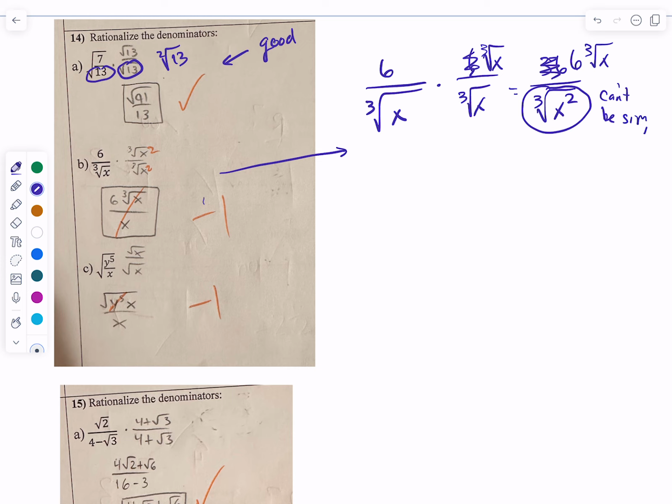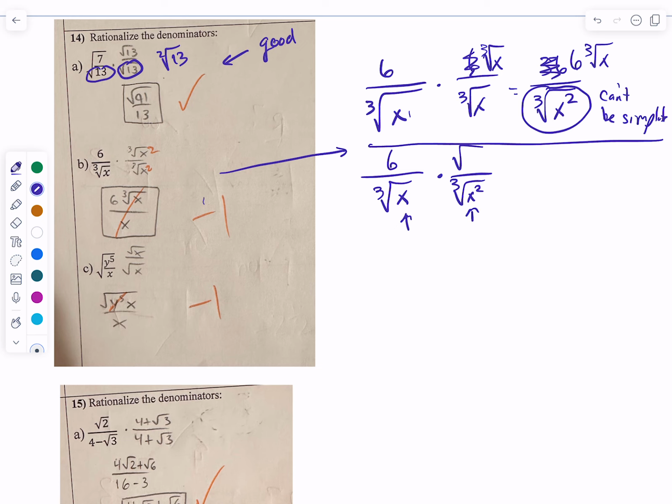This can't be simplified. So instead, what I need to do is get 3 x cubes underneath there. So I need, what is it? I have to get 3 of these. I need 3.